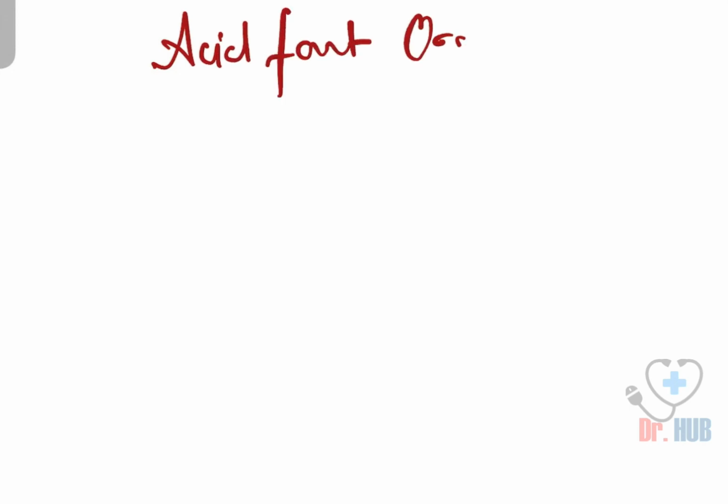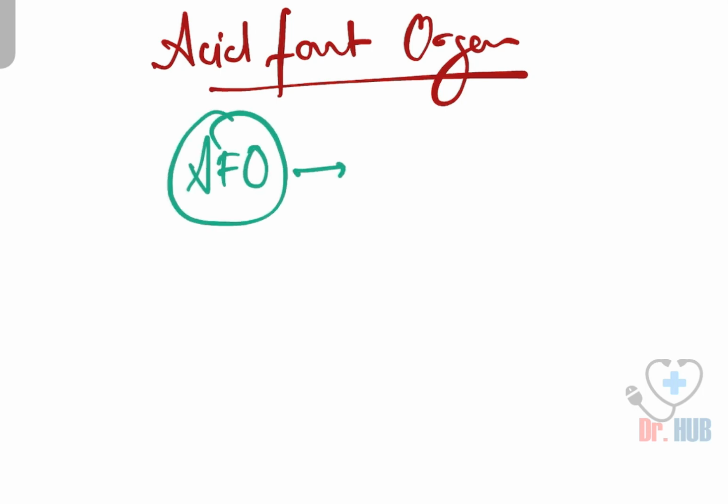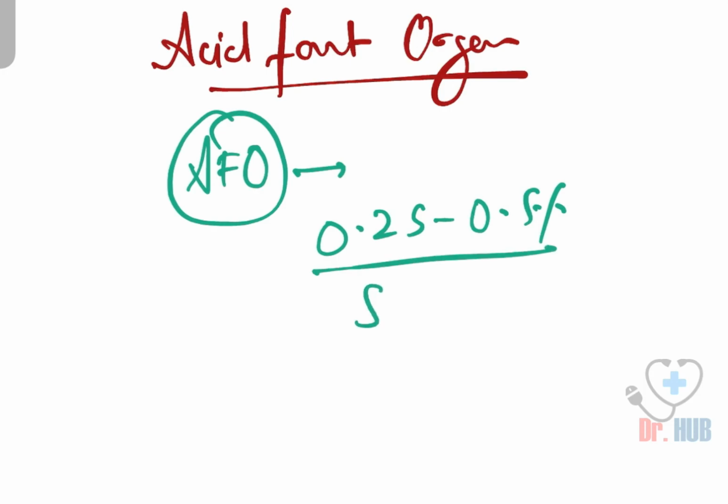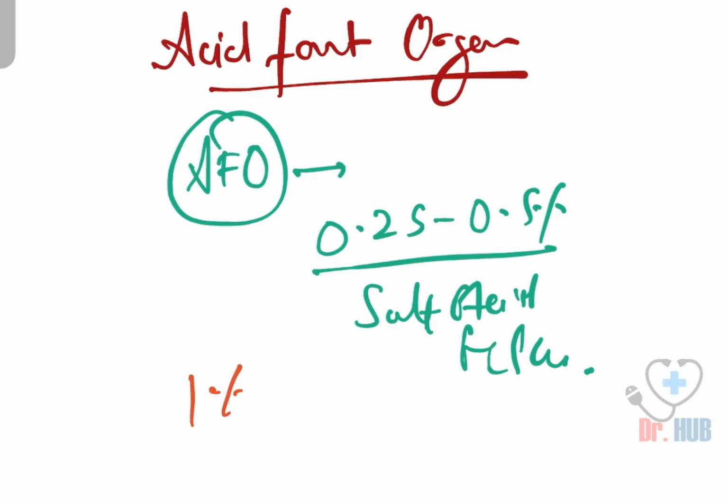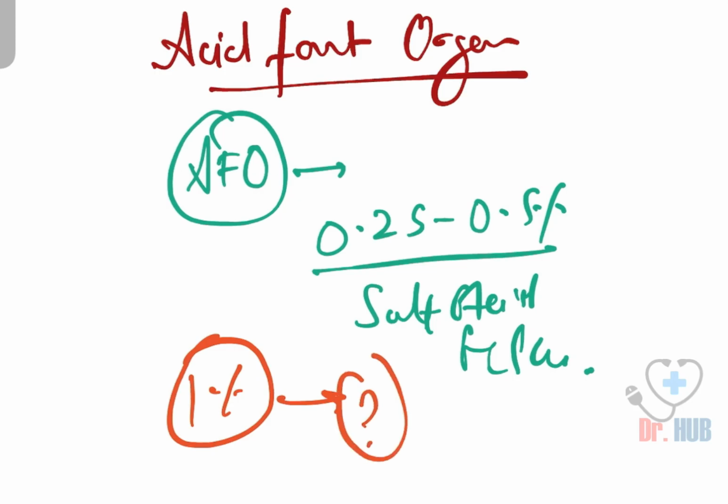Acid fast organisms. So to start off with a few questions. Name the acid fast organisms which require a decolorization of 0.25 to 0.5% of sulfuric acid, that is H2SO4. Next, is the sulfuric acid required for decolorization 1%? So what are the organisms? Acid fast organisms.